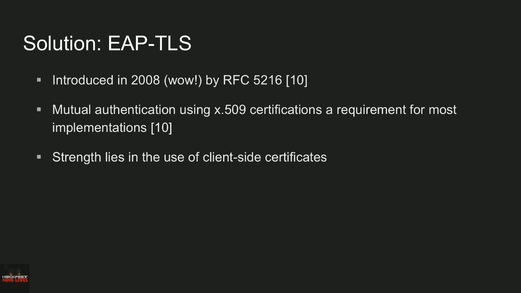The solution that was introduced to mitigate this issue was something called EAP-TLS. EAP-TLS was introduced in 2008 and essentially uses mutual certificate-based authentication for the outer layer of authentication. So in order to pass that outer layer, both the client and the server have to present valid certs to one another. This actually stops the rogue AP attacks that we talked about earlier dead in their tracks.